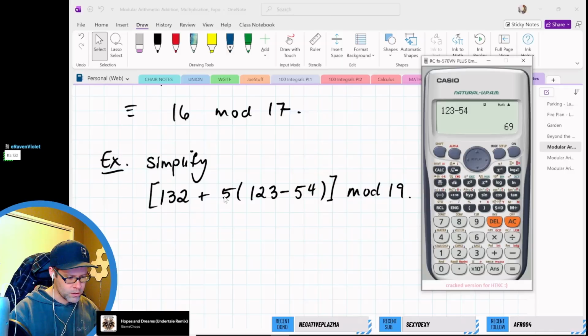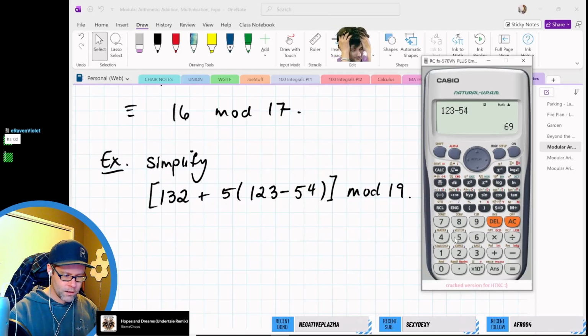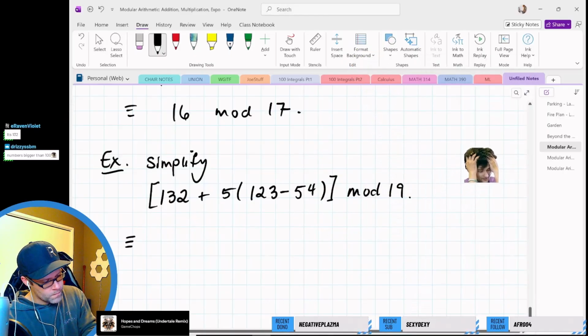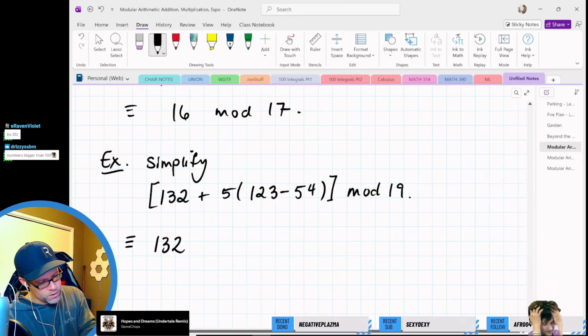And then we should be able to multiply. Do I want to multiply that by 5? Or do I want to keep it? I can probably just keep it as 69, right? Because I probably want to use the linearity here to help me out.